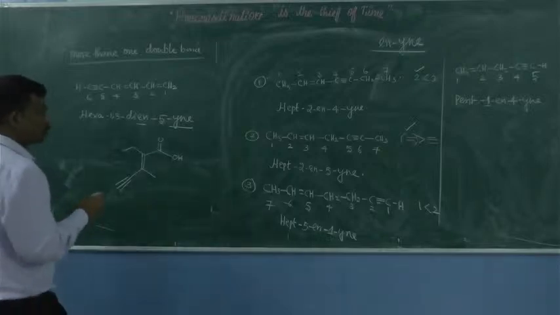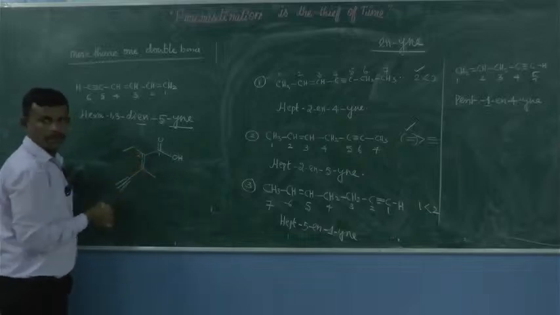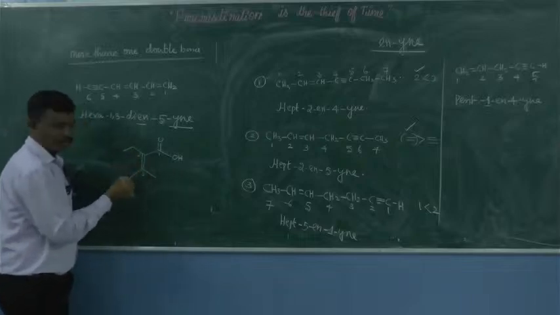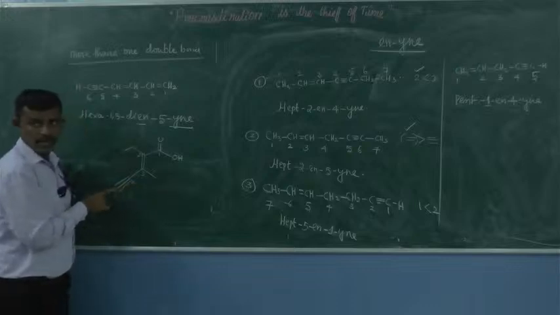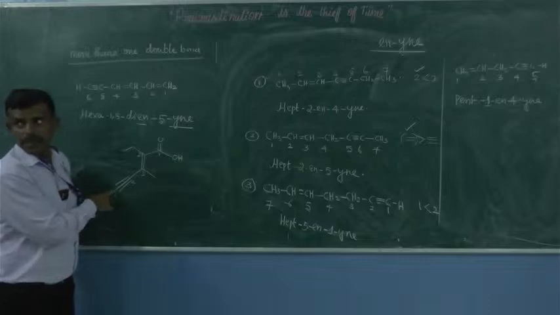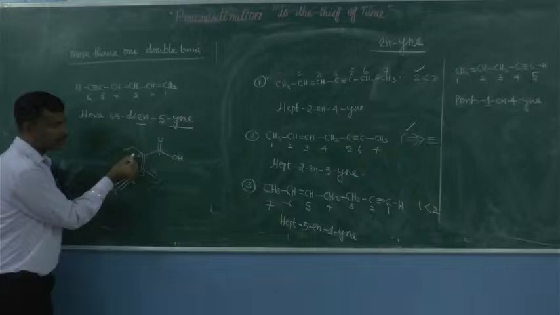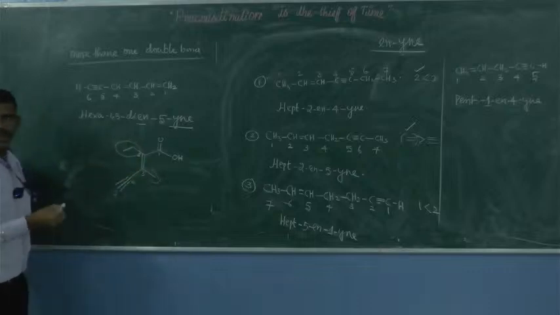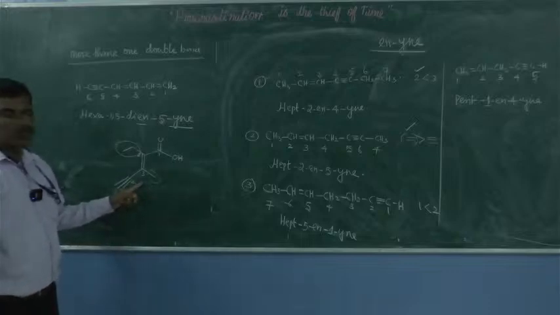Is it clear? So 1, 2, 3, 4. This will be 5. You can see it's right? Yes or no? Where are the substituents? Here is a methyl. On this side is an ethyl. Methyl and ethyl. Is it clear? Total number of carbon 5. Total number of carbon 5.